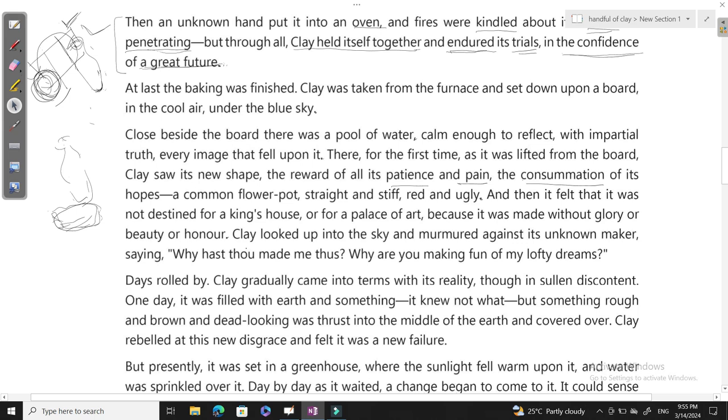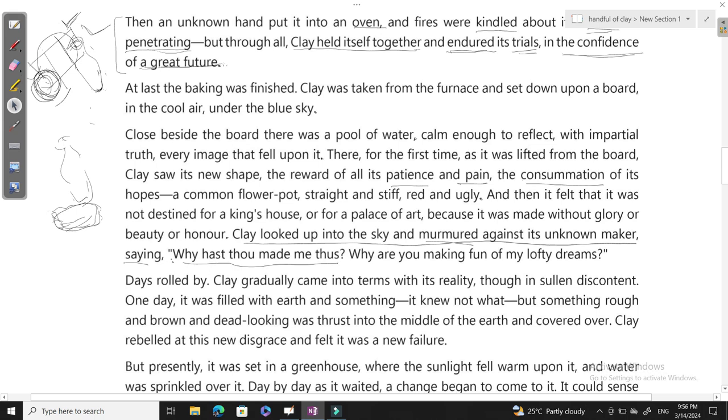Then Clay looked up into the sky and murmured against its unknown maker. See, so Clay looked up into the sky and murmured against its unknown maker, saying, "Why hast thou made me thus?"